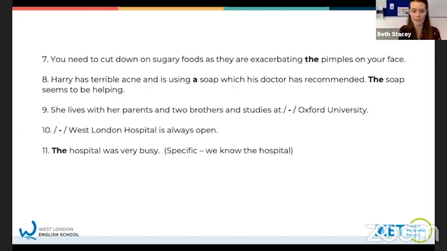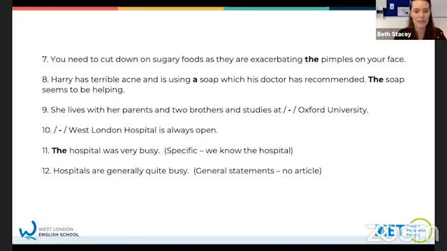The hospital was very busy. And this is specific because we know the hospital. So what might happen is maybe you come home from work and your husband or wife says, "How was your day?" You say, "The hospital was very busy." And the reason you're saying the hospital is because the person you're talking to knows which hospital you're talking about.